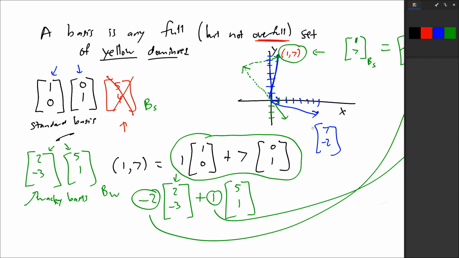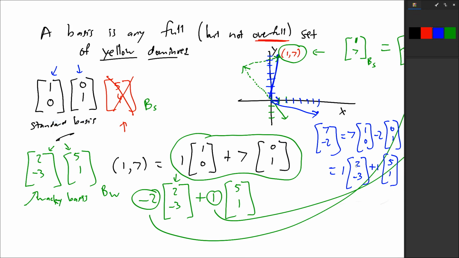Okay? Can I get there in the standard basis? Obviously, yes. I would take 7 of the 1, 0 vector, and I would subtract 2 of the 0, 1 vector. Bada boom, I've got 7, negative 2. And if I wanted to use the wacky basis, it actually would be a little bit easier because it turns out to be just 1 of each. 1 of the 2, negative 3, plus 1 of the 5, 1. You can easily realize that that's 2 plus 5 is 7, negative 3 plus 1 is negative 2.